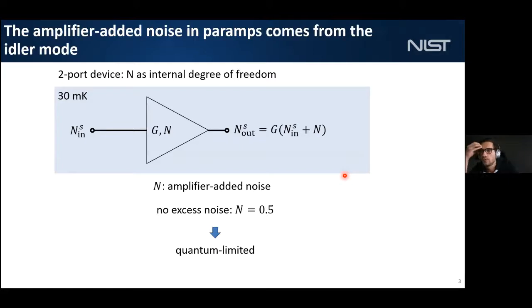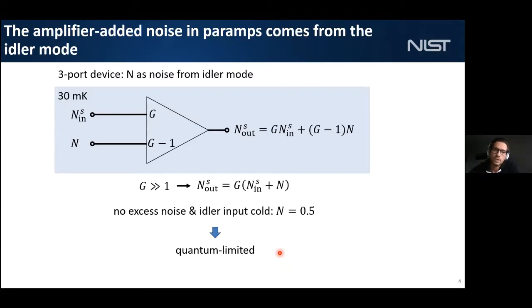Because you see, conventionally, a PARAMP can be thought of as a 2-port device where you have an input and an output, a signal input and a signal output. And N, the added noise N, is seen as somewhat of an internal degree of freedom. And so when there's no excess noise, when there's no interconnection loss, this amplifier is called quantum limited. But really, this noise N actually comes from the input idler mode.